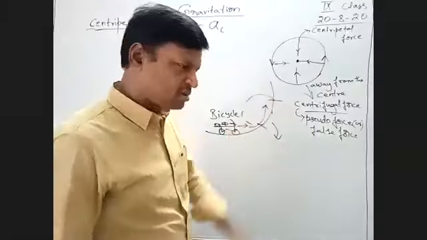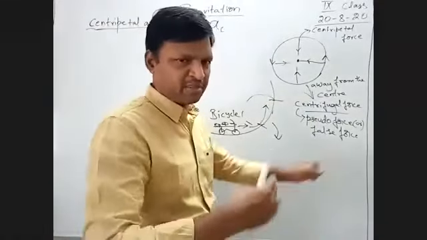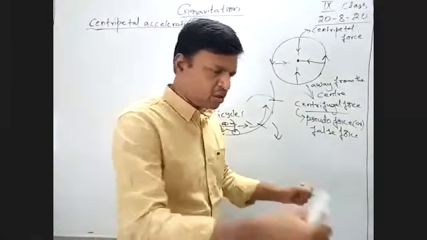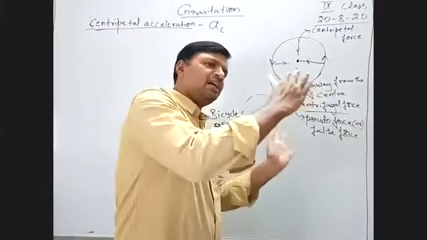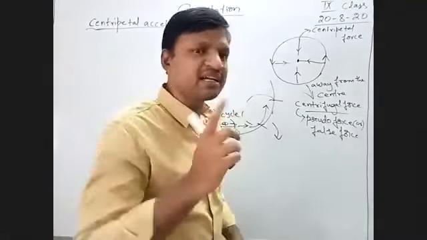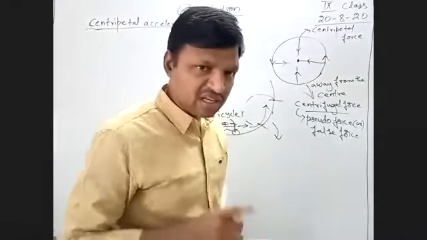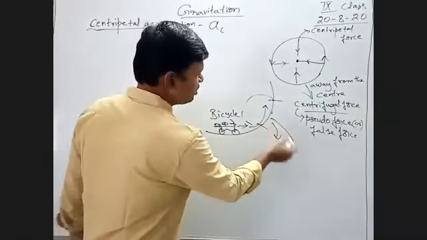So what happens when you negotiate a curve, even if it is a bike or a bicycle? You will lean inward. For what purpose? To get the necessary centripetal force. Otherwise, what happens? You will fall away like this.